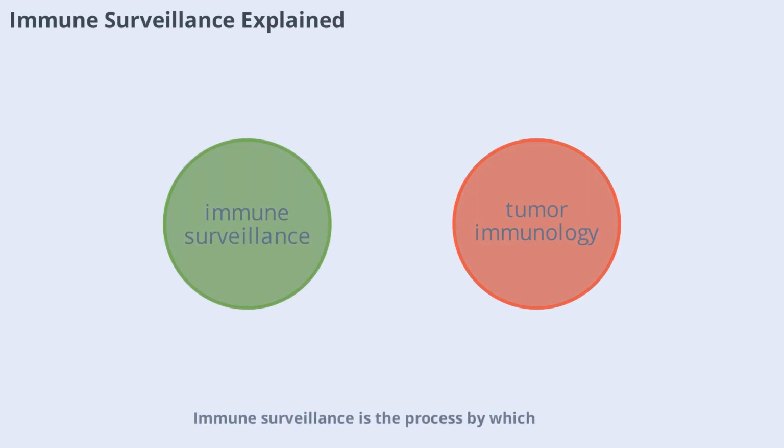Immune surveillance is the process by which the immune system monitors and eliminates abnormal cells, including those that could become cancerous. In a healthy body, immune cells constantly patrol tissues looking for signs of trouble. When they detect cancer cells, they can initiate an attack to destroy them. However, tumors can develop strategies to evade this surveillance, allowing them to grow unchecked. This ongoing battle between the immune system and cancer is a central theme in tumor immunology.